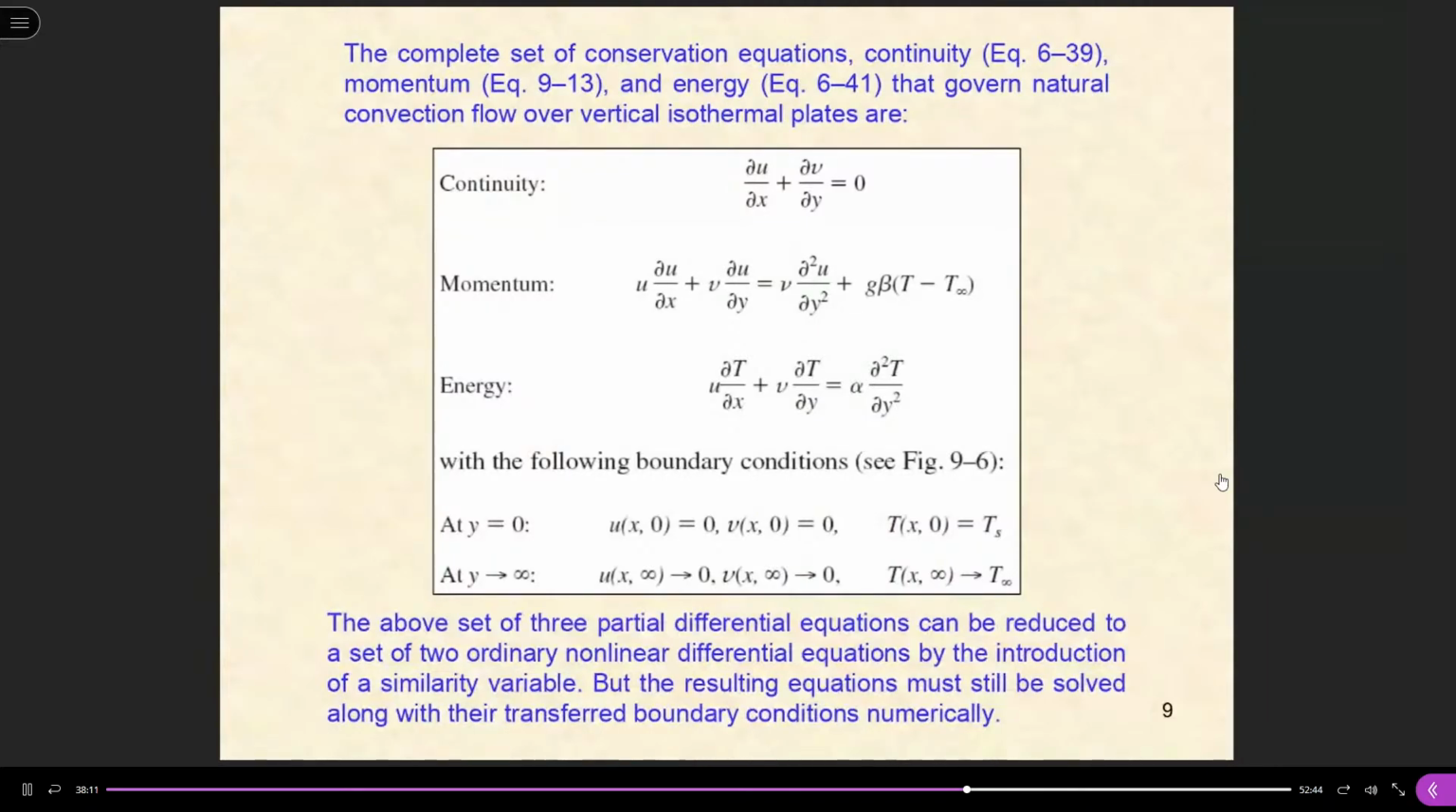And this is our original, whole set of equations. For you to calculate the temperature gradient, how the temperature varies with position, how the velocity varies, this is a 2D partial differential equation. It's extremely difficult to find an analytical solution for this equation. Those are the equations, and the following are the boundary conditions.